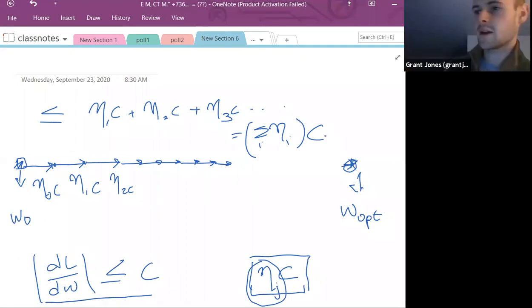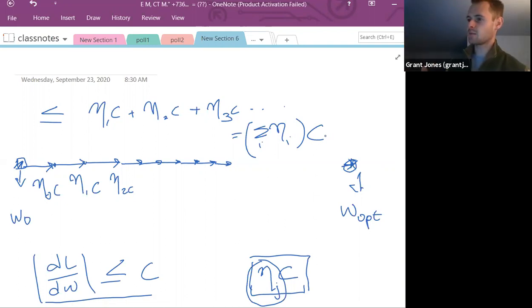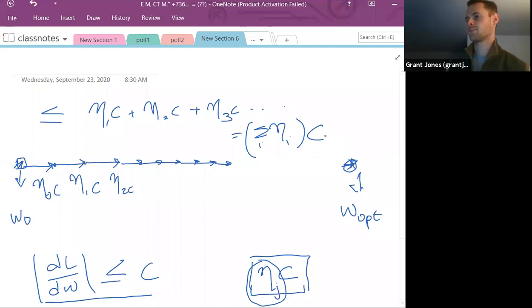Okay, I have a quick question. Wait, so how do we get C? Where does that come from? C is, you have a loss function, right? So your loss function has an upper bound on its slope. Correct? Okay.